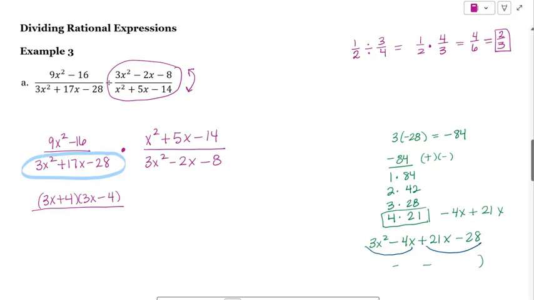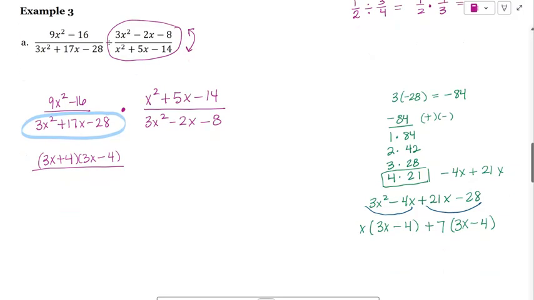Made a mistake back here. Let's go back. I'm bringing out an x, and I have 3x minus 4. 3x minus 4. I'm going to bring a 7 out. There we go. That makes sense. Okay. So this is x plus 7 and 3x minus 4. All right. That was a lot of work to get this. x plus 7, 3x minus 4.